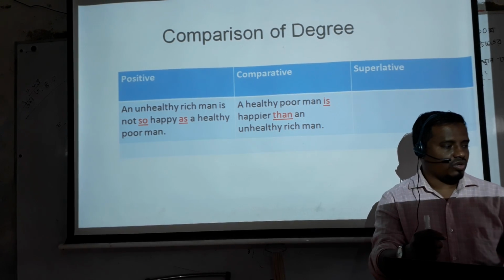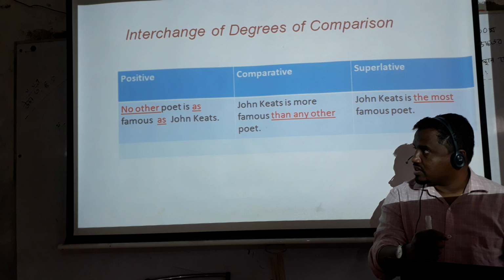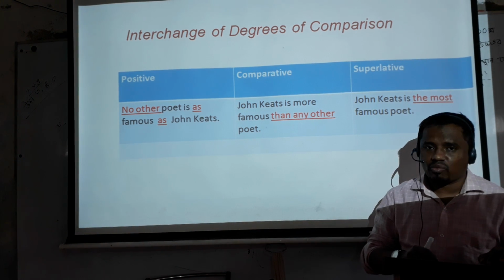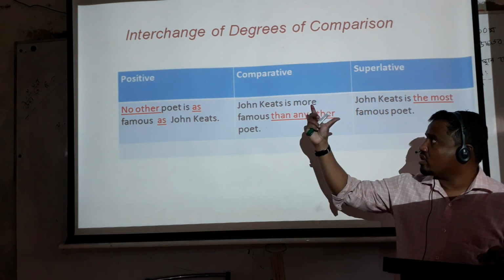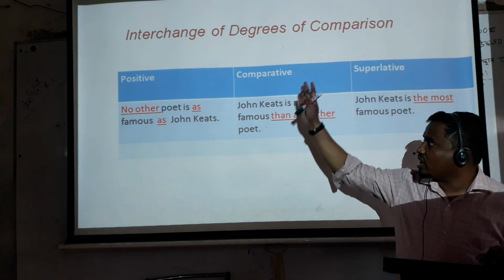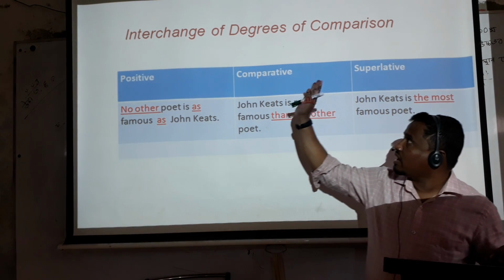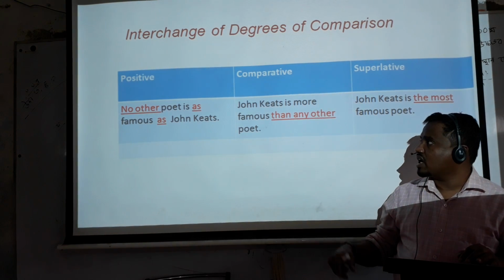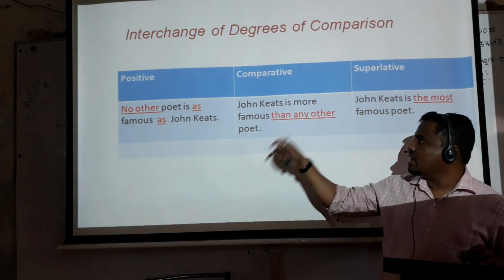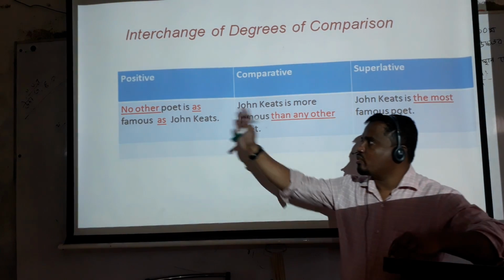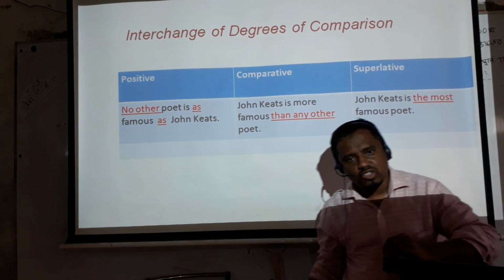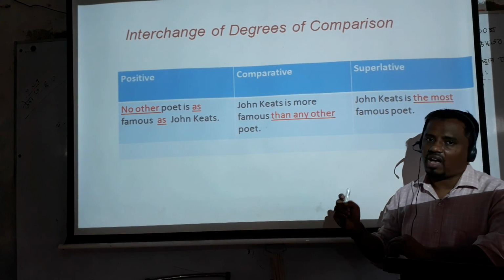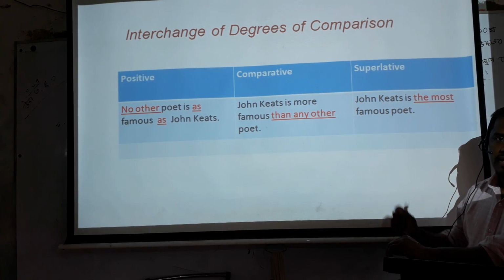First, I would like to go back to the first phrase also. We started the positive sentence with no other, and we have discussed how we can transform it into comparative and superlative. At the same time, you can convert it from comparative to superlative and comparative to positive. Now, if I ask to confirm that John Keats is more famous than any other poet, in that case, you have to start it with no other. And if you are asked to transform a comparative sentence with than any other into superlative, you have to use the plus superlative. This is the main point.